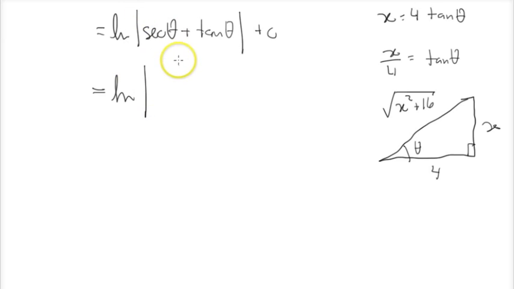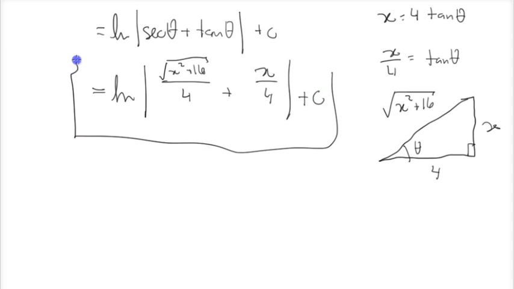So secant theta is 1 over cosine theta. So that means we're going to take the hypotenuse with respect to this angle over the adjacent side. So that is going to then be root x squared plus 16 over 4. And tangent is opposite over adjacent, so that will be x over 4 plus c. And remember that plus c.